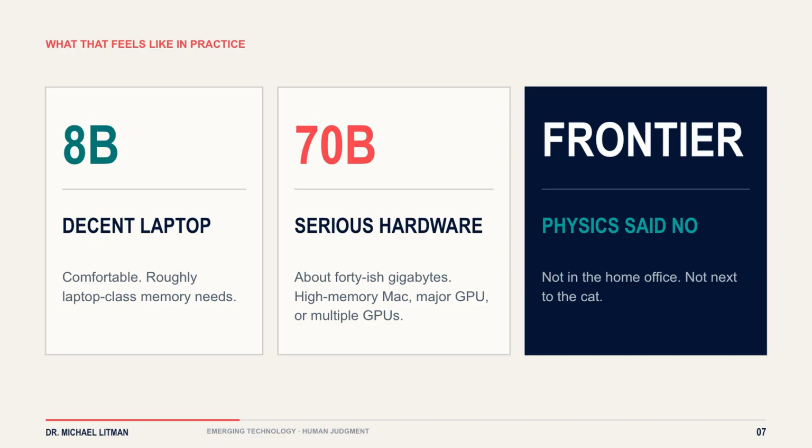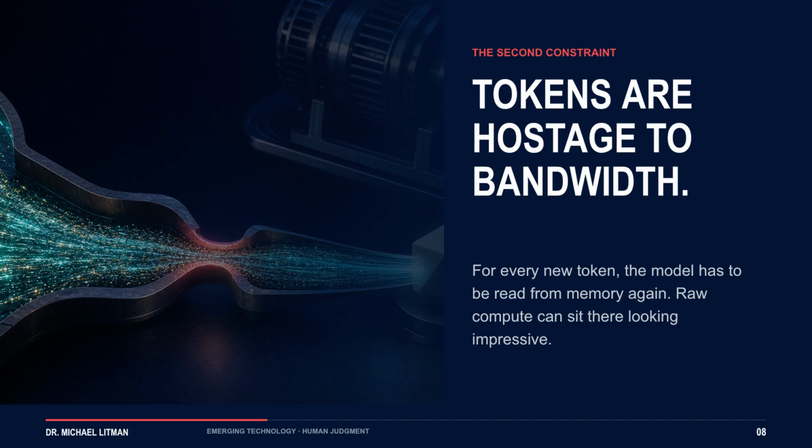A 70 billion parameter model, now you're talking 40-ish gigs, and suddenly you need a serious GPU or a Mac with a lot of unified memory, or 2 GPUs and a prayer. And a truly enormous frontier scale model, you're not running that in your home office next to the cat. You're just not. Physics said no.